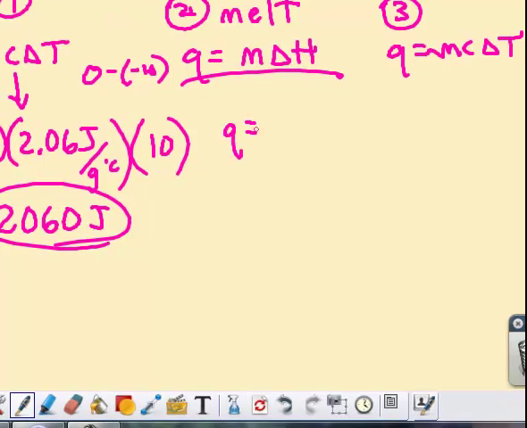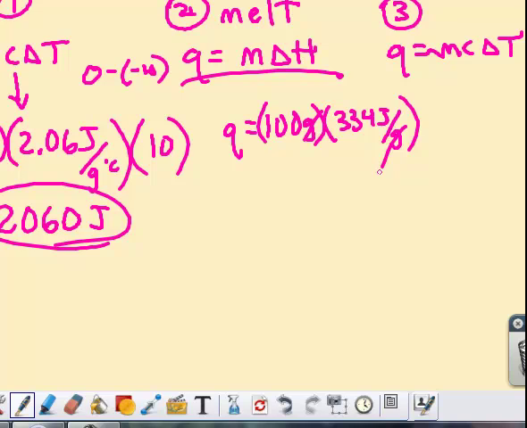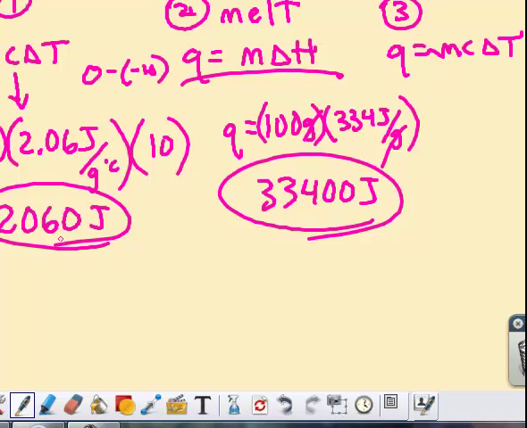Q is equal to M. Still 100 grams. All 100 grams is now in equilibrium between solid and liquid because we're melting. We need to know the delta H for water. Again, we looked that up in a chart, or you'd be given it in the problem perhaps. And it is 334 joules per gram. So 100 times 334 will give us how many joules it takes to melt. So it takes 33,400 joules to melt the ice. So we've changed it from negative 10 to 0. Now we've melted it all. So now it's in the liquid form.